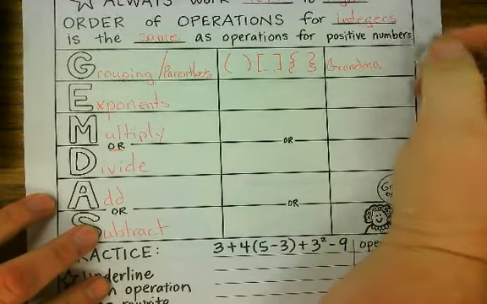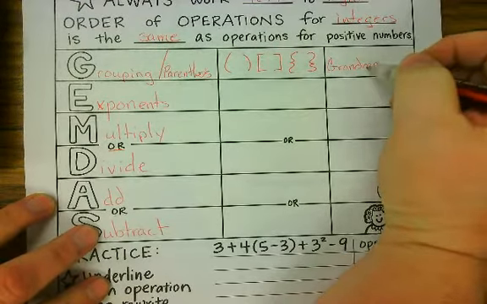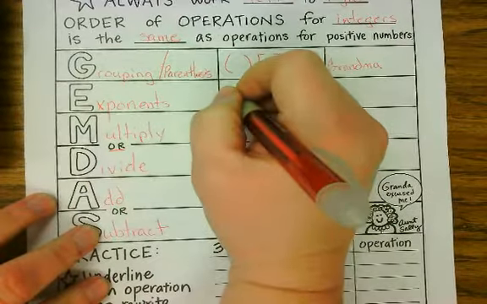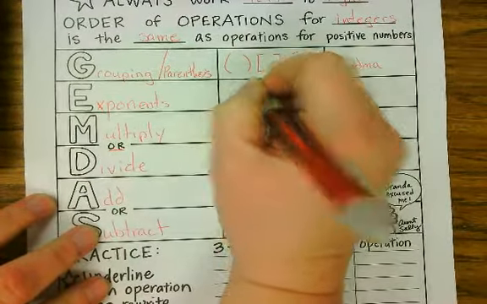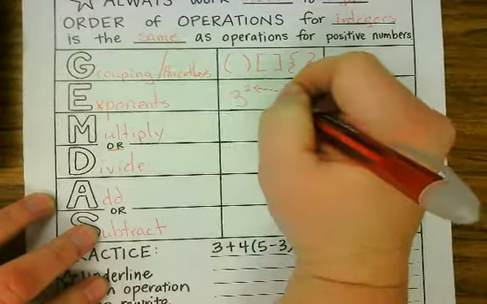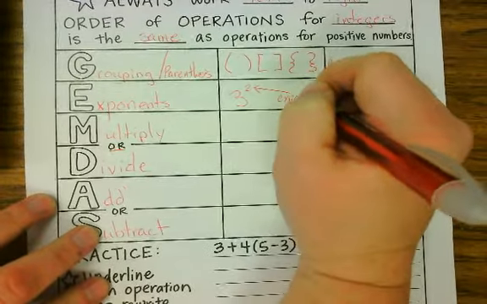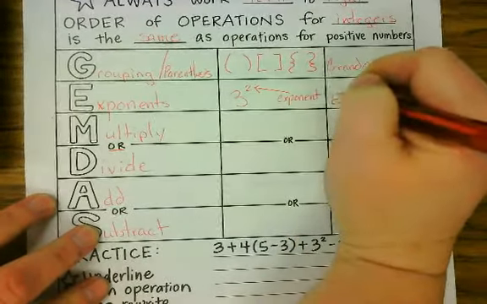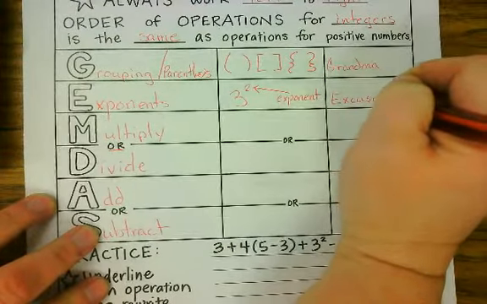So, this one says Grandma, then exponents, we know are that little number right there. That little number is an exponent. And then we're going to write excused.